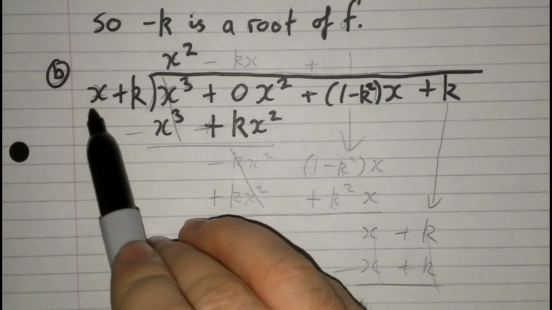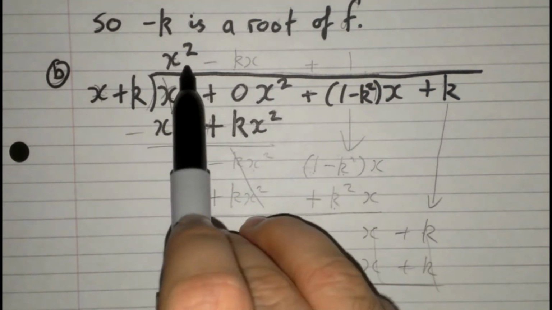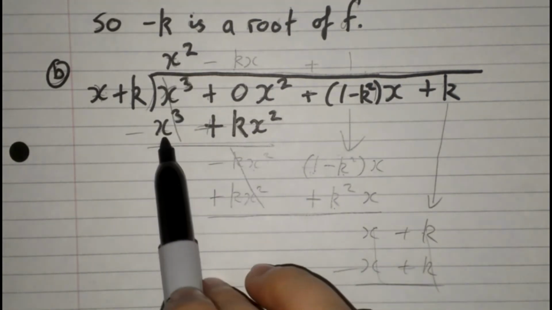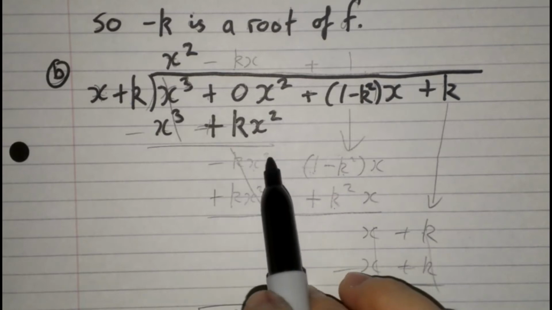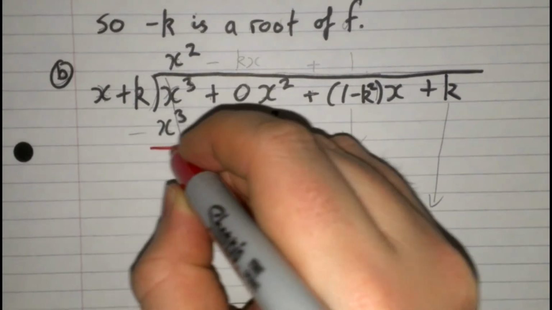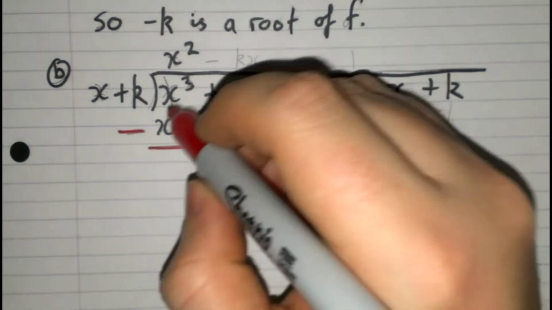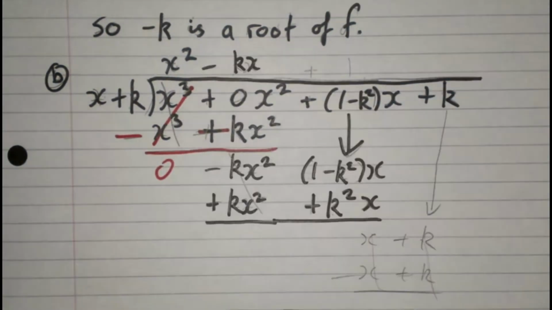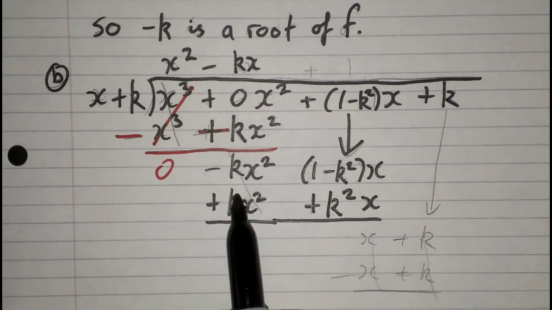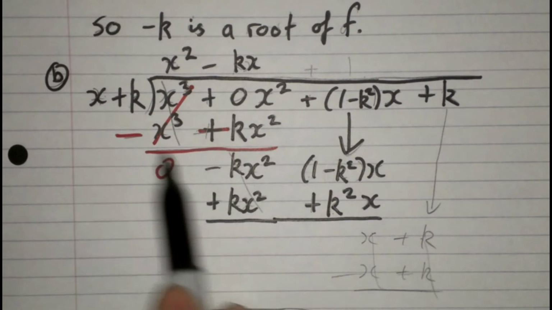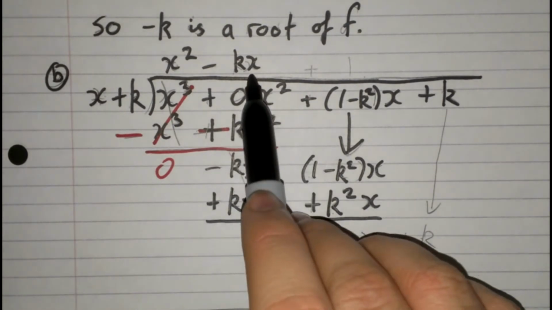So first of all, x into x cubed goes x squared times, then x squared times these things are going to be x cubed plus kx squared. So draw a line, change the sign, as my old teacher used to say. Those x cubes cancel and we get 0. Then we have the 0 and the minus k, so we get minus kx squared. Then divide x into minus kx squared, we get minus kx.